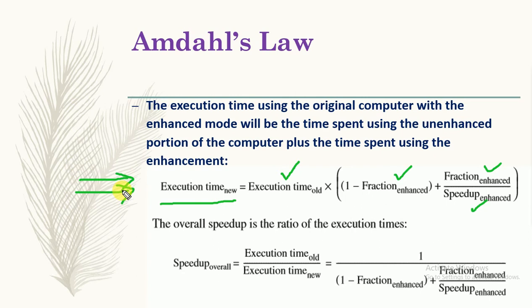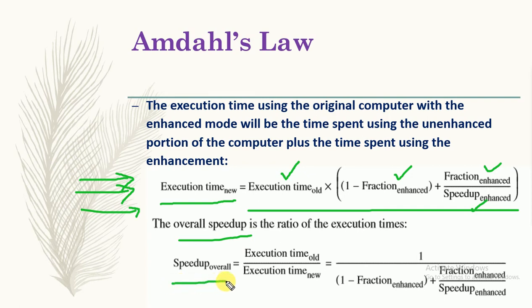What is the new system? New system means the system after adding the enhancement. Now the overall speed up. So first of all we need to find out the execution time. If you want to find out the execution time of a new system and compare to the old system, we can apply this formula by using Amdahl's law. Similarly, the overall speed up can also be evaluated, that is by taking the ratio of the execution time of both old and new system.